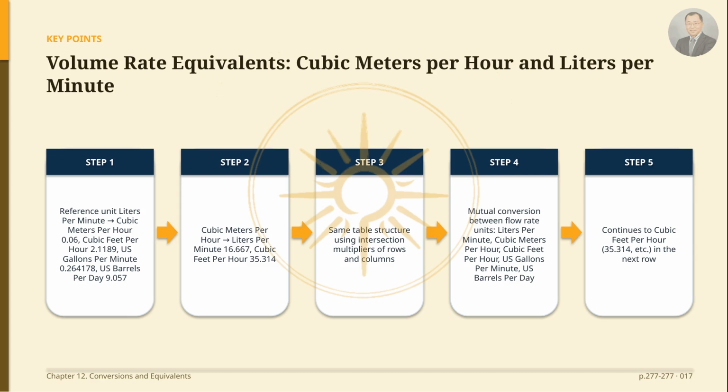Finally, we have the flow rate conversion table. This table contains mutual conversion factors between various flow rate units, such as liters per minute or cubic meters per hour, and is structured using the principle of the multiplier where the row and column meet. For example, multiplying liters per minute by 0.06 converts it to cubic meters per hour, and multiplying cubic meters per hour by 35.314 results in cubic feet per hour. Since the other values are calculated in the same way, please find the unit combination you need for your work and apply the corresponding multiplier.